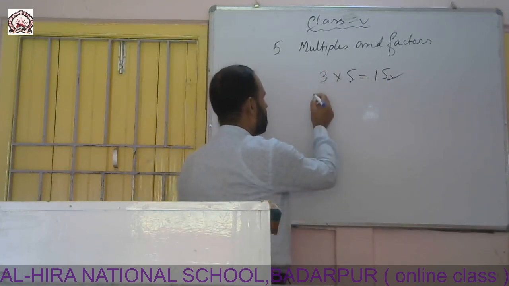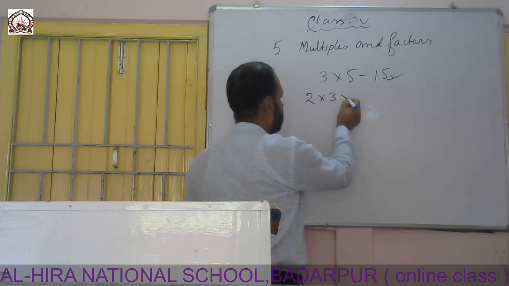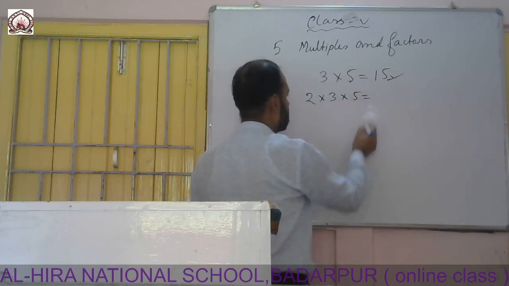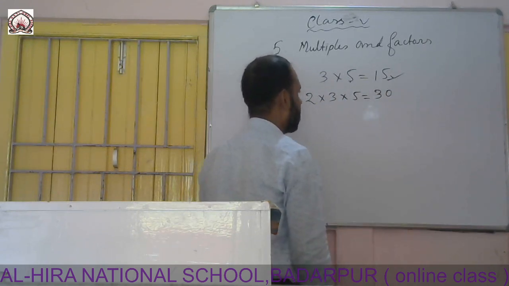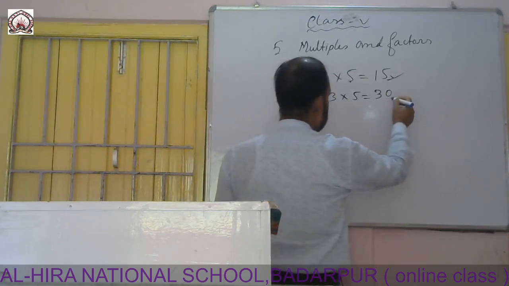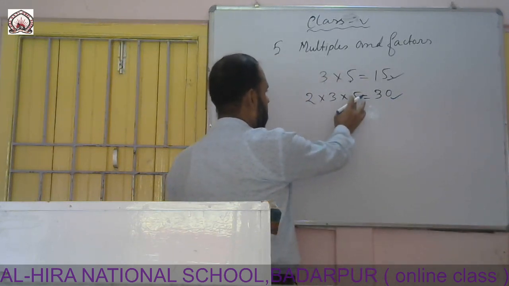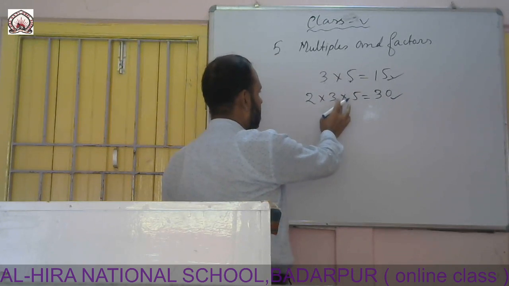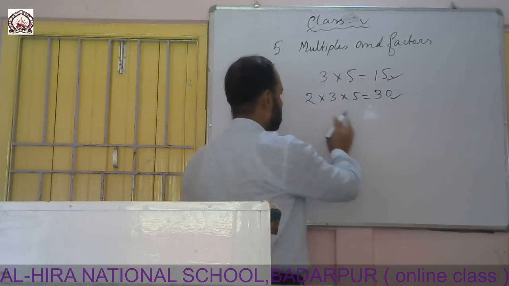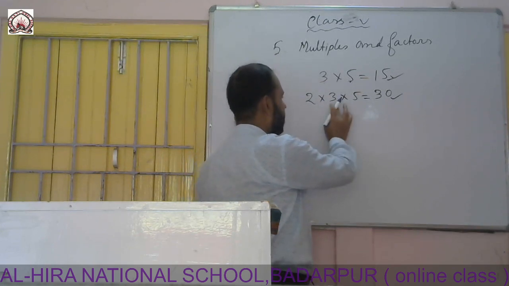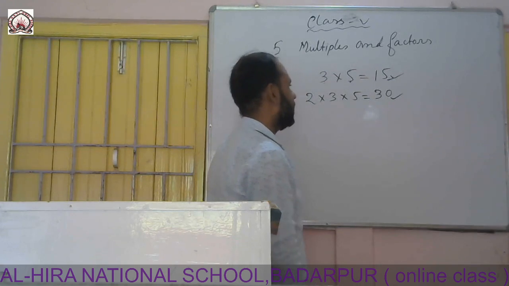Next example, 2 into 3 into 5 equal to 30. Here 30 is a multiple of 3, 5 and 2, and 2, 3 and 5 are the factors of 30.